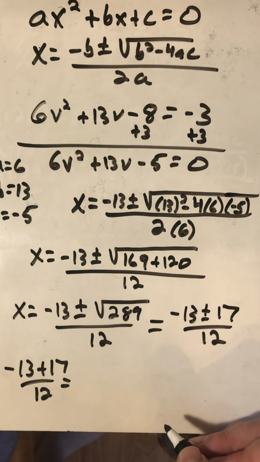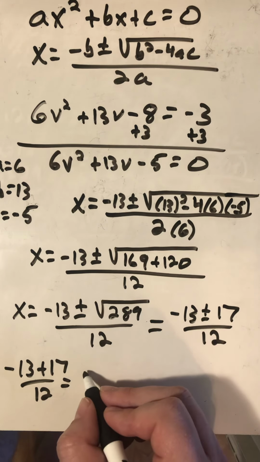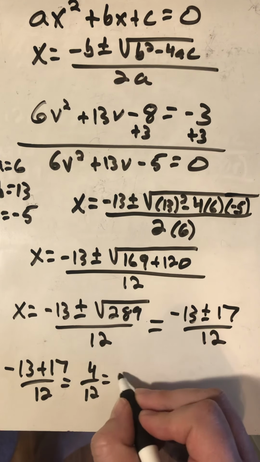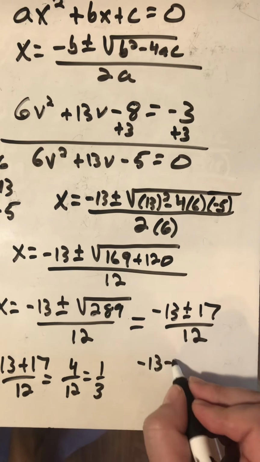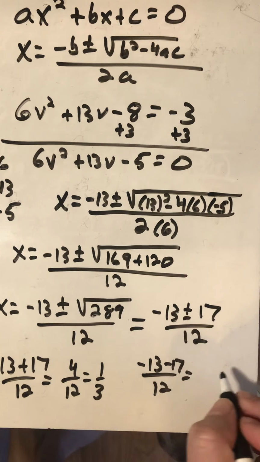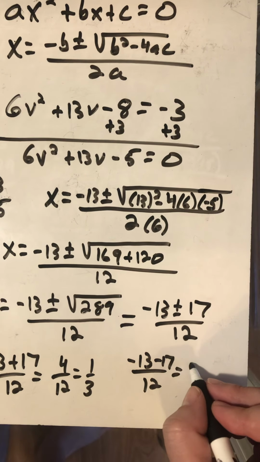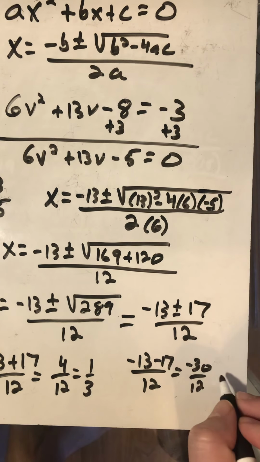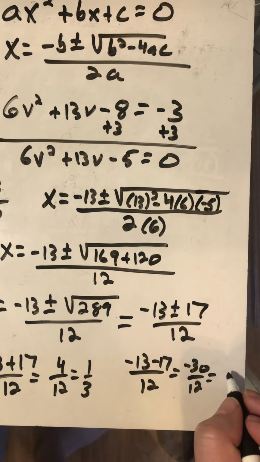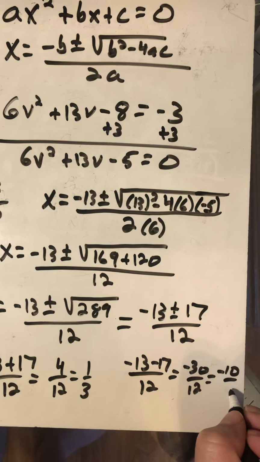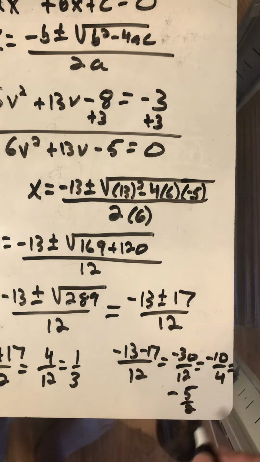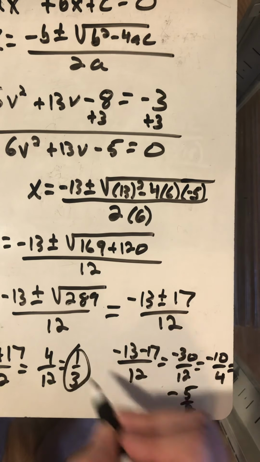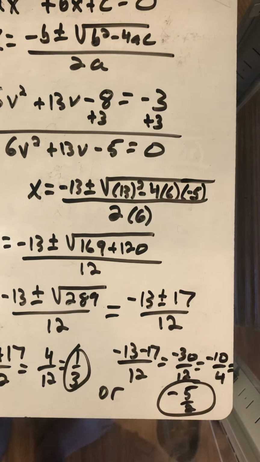and then when I simplify that, I'm going to have 4 over 12, which simplifies to 1/3. And then I've got negative 13 minus 17 over 12. And when I simplify that, I'm going to have negative 30 over 12. And I can go ahead and simplify that to negative 10 over 4. And then actually that simplifies once more to negative 5 halves. They're both divisible by 6, 5 halves. There you go. So x equals 1/3 or x equals negative 5 halves.